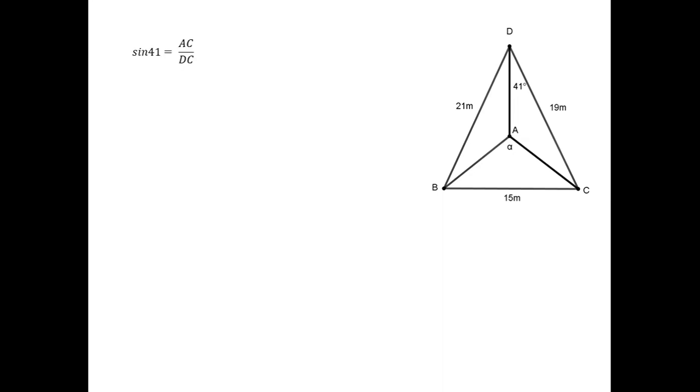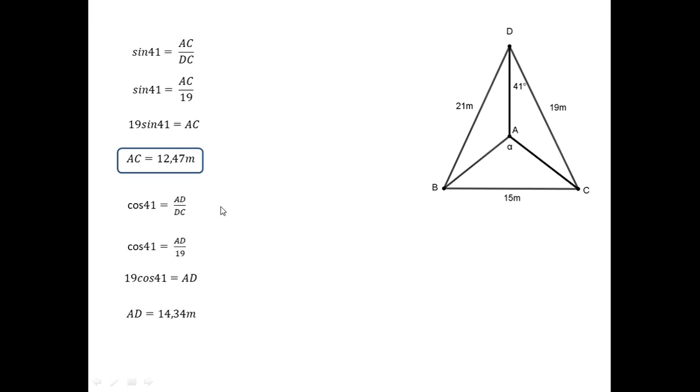First of all, to work out AC, like we did in our previous example, we just use the sine ratio because triangle DAC is a right-angled triangle. There we go. AC is 12.47 meters. Now we're going to work out the length of AD, also using trig ratios. There we go. So AD is 14.34 meters.